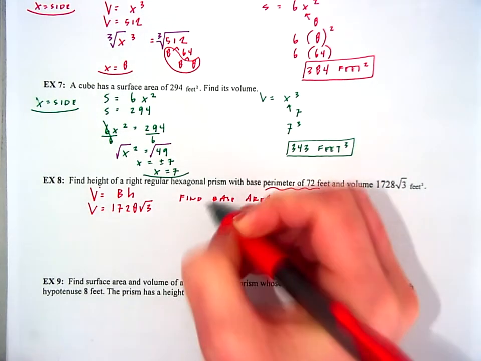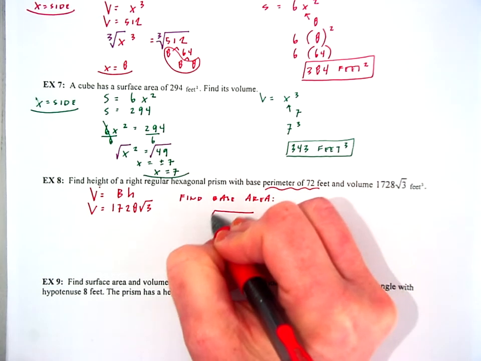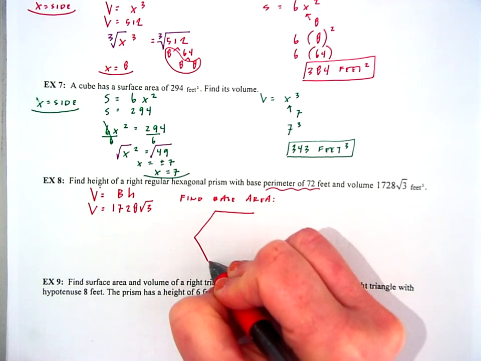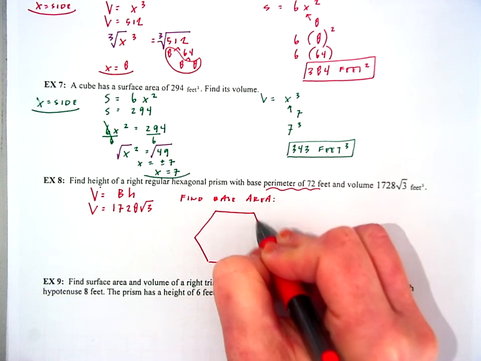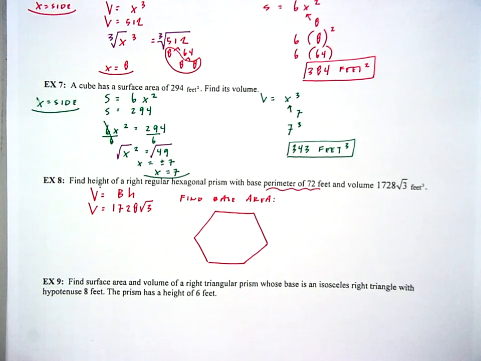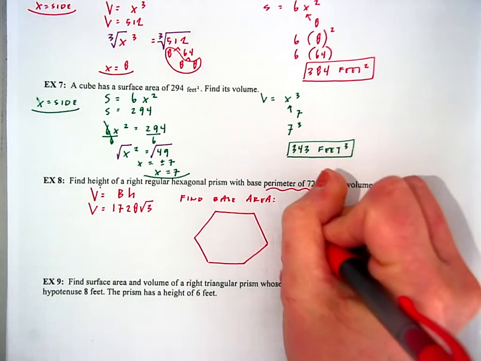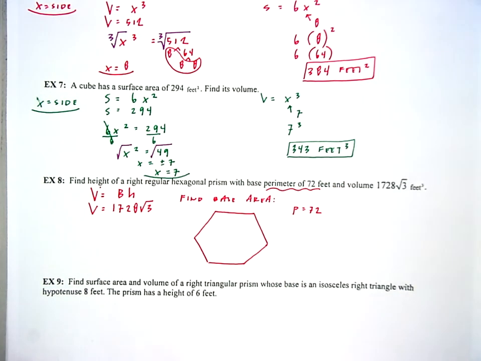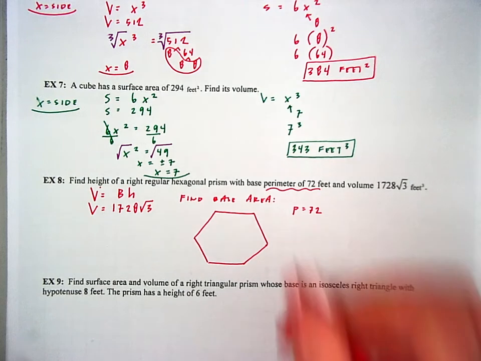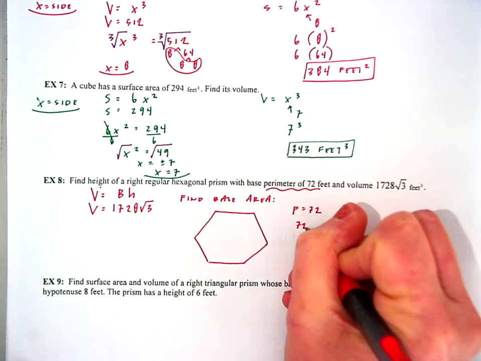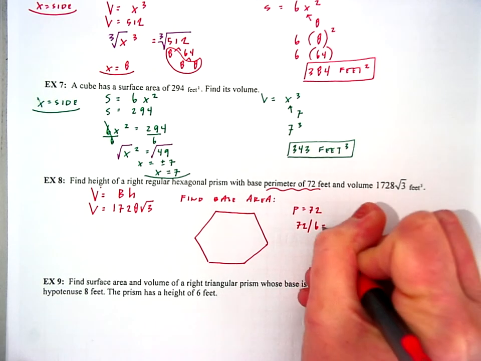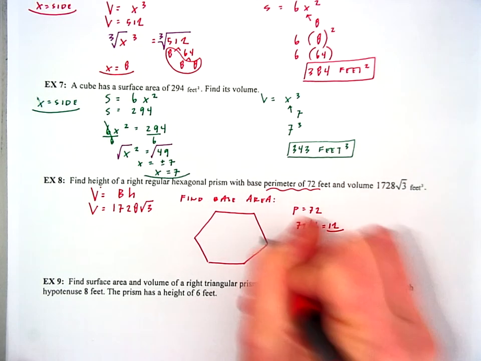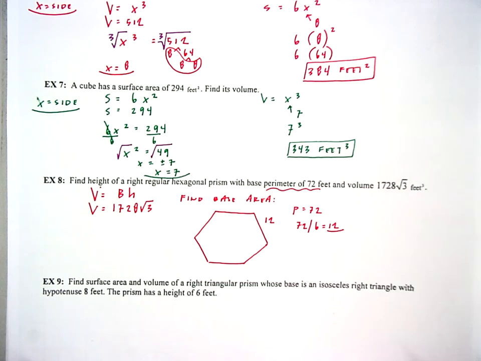Okay, so if I draw out my base shape, it's a regular hexagon. We know that the perimeter is 72 feet. So if I want to know each side, I take that 72, split it 6 ways, and I get 12. So each side is 12.